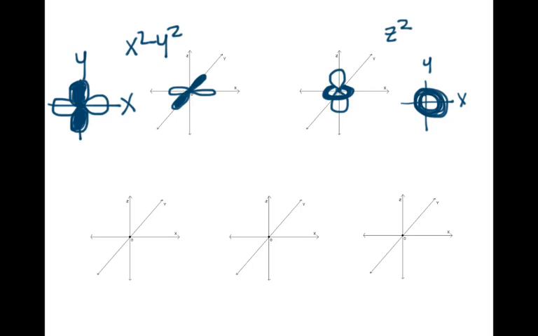Okay, so for the dxy orbital, this orbital looks like the dx squared minus y squared orbital, but instead of the lobes being oriented along the axes, they're oriented between the axes. So if we draw that on our 3D Cartesian coordinates, we're going to draw it so that these are kind of in between the x and y axes, so that this way we could imagine that this orbital is sort of flat, coming out toward us.